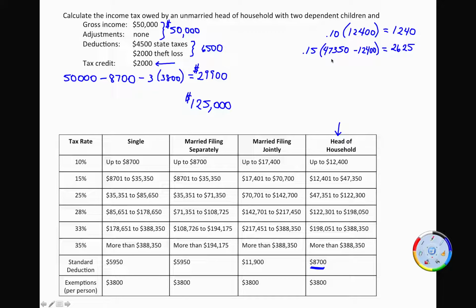But I don't want to pay extra money on the first $12,400. So let's see what this is: 15% of $47,350 minus $12,400. Okay, $5,242.50.